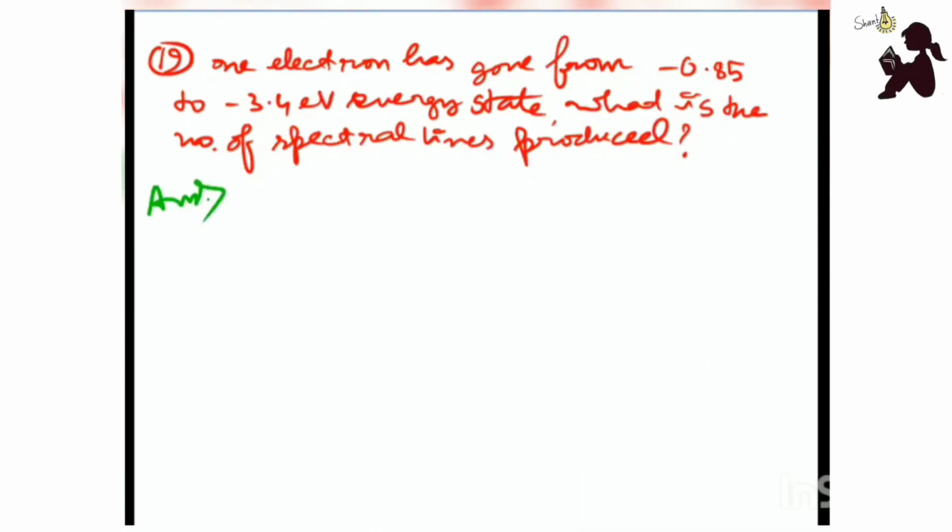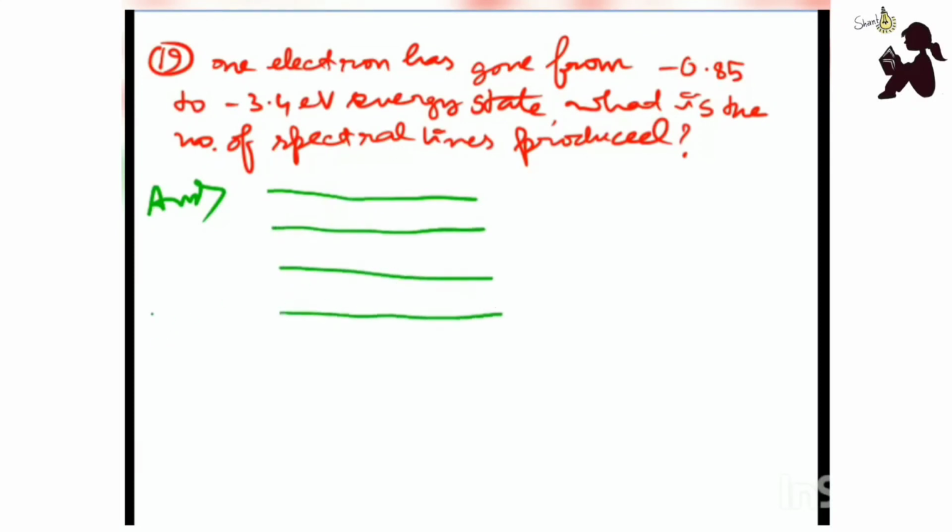An electron has gone from minus 0.85 to minus 3.4 electron volt in energy state. What is the number of spectral lines produced? So here we will remember a diagram for our lifetime, because if you can't remember it, we will face many problems, since you have to do it in minimal time. I have said it previously. So let's see the diagram.